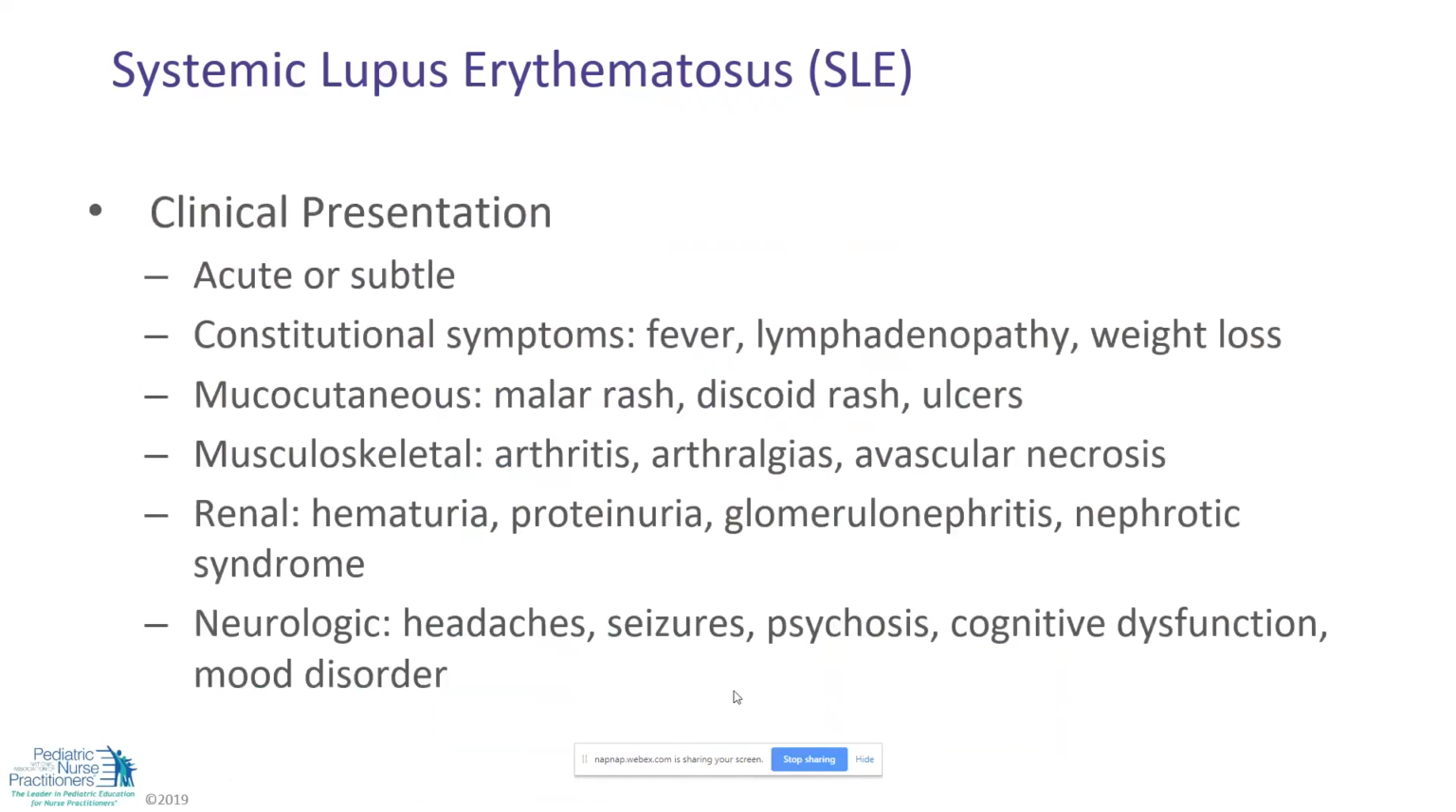So the clinical presentation, I think we largely just covered this, but again, it can be acute or subtle. And I'll just highlight some of the things that we didn't previously describe. From a renal perspective, the patients, in addition to that proteinuria and the cellular casts, may have glomerular nephritis and nephrotic syndrome. And then we talked about the neurologic involvement, but headaches, seizures, psychosis, cognitive dysfunction and mood disorders may be present.